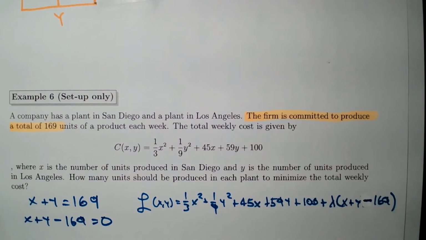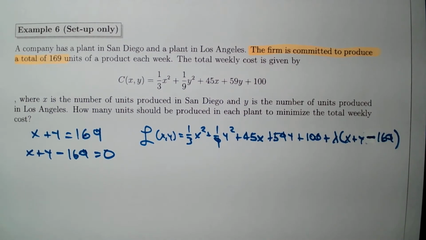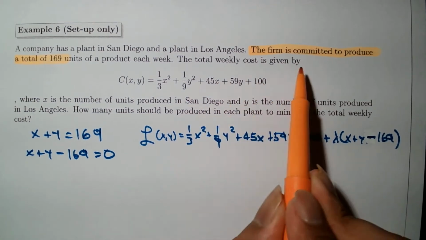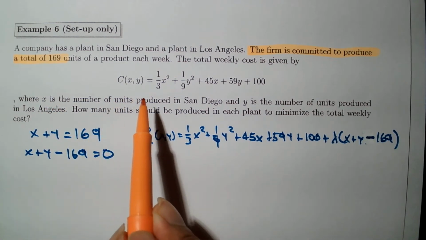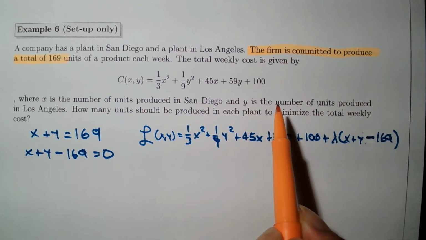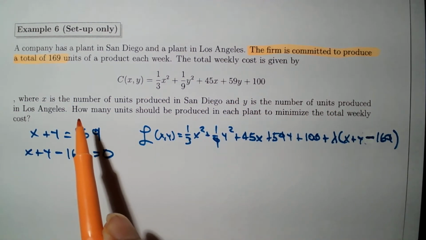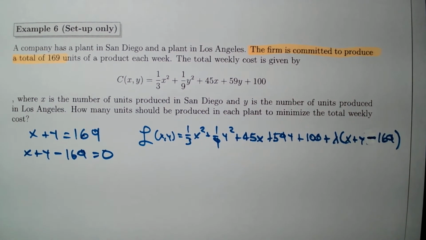Now for the word problem below, we have a company that has two plants, one in San Diego and the other one in LA. The firm is committed to produce a total of 169 units of a product each week. The total weekly cost is given by this function. X represents the number of units produced in San Diego, while Y represents the number of units produced in LA. How many units should be produced in each plant to minimize the total weekly cost?